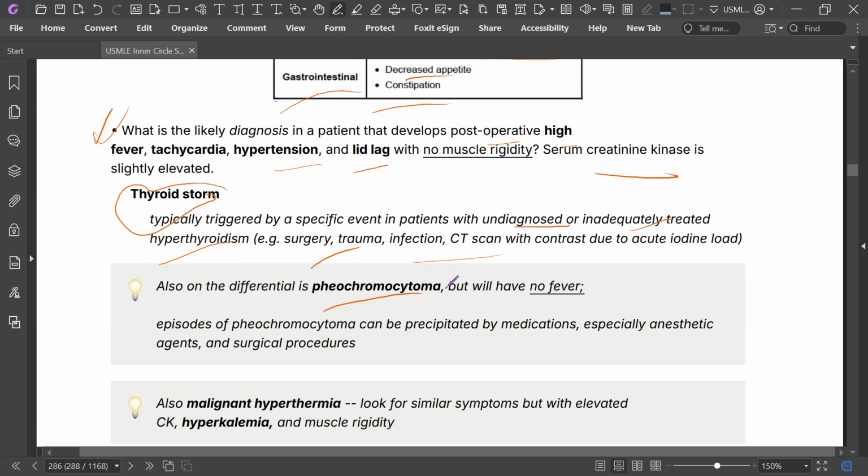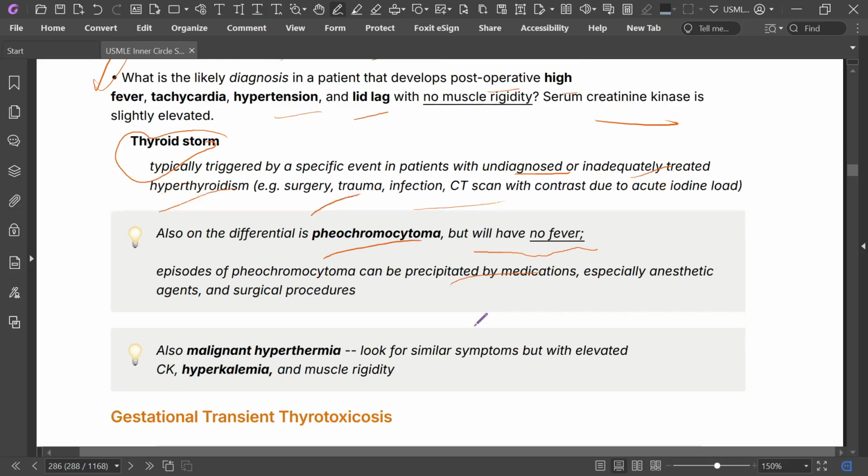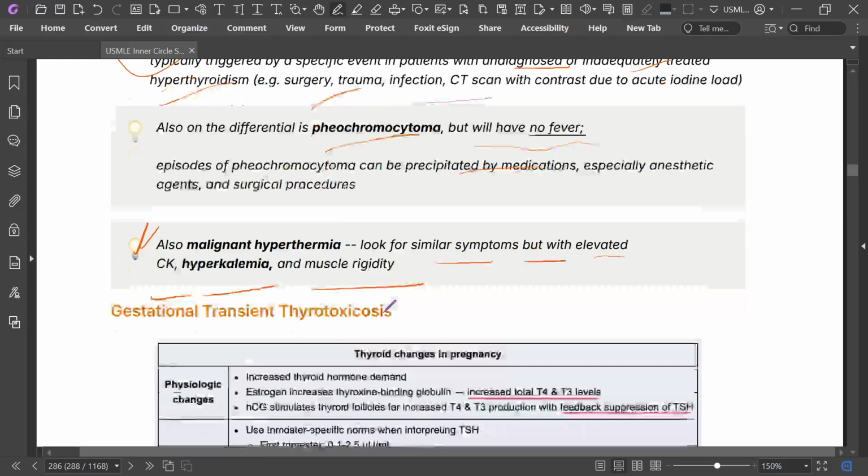Another differential is pheochromocytoma, which will have no fever. Episodes of pheochromocytoma can be precipitated by medication, especially anesthetic agents, and surgical procedures. Also, malignant hyperthermia looks for similar symptoms but with elevated CK, hyperkalemia, and muscle rigidity.